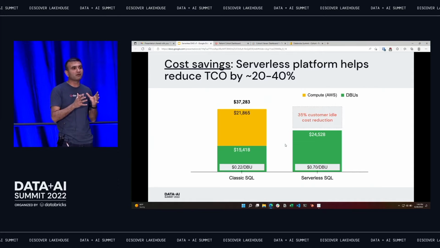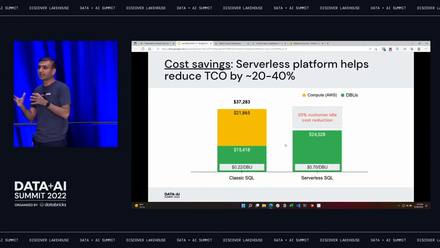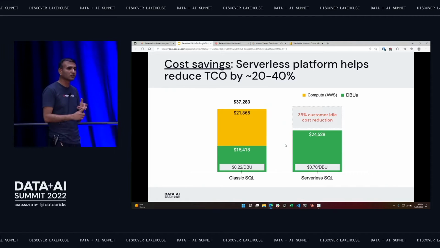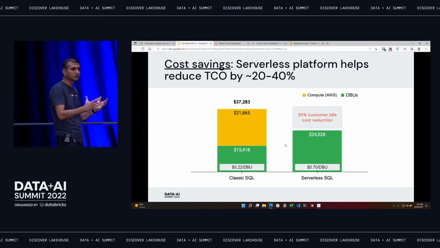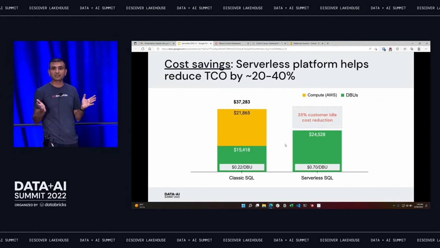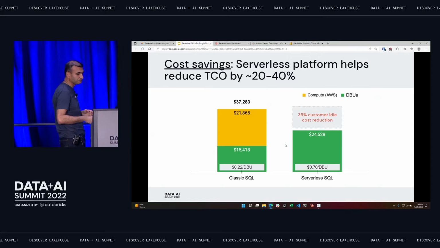Just imagine the power of this one. Customer didn't have to change anything. All they did is just convert one warehouse from a classic non-serverless to serverless. And by doing so, they were able to get the benefits of serverless environment, instant compute, managed environment, as well as reduce the total cost of ownership. And this is what we are seeing across all the customers that are there in the public preview.